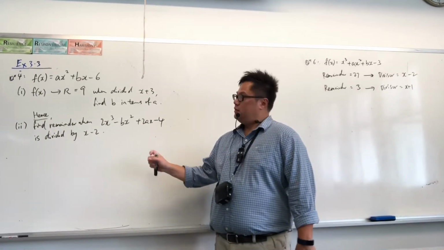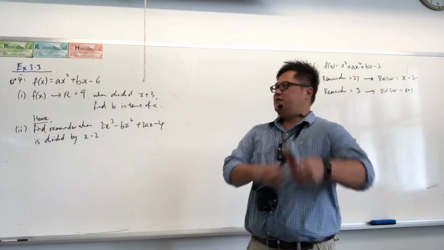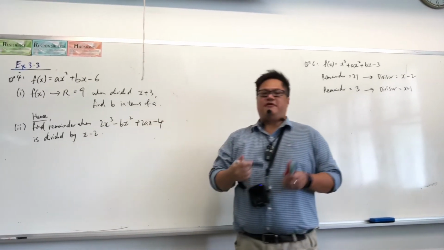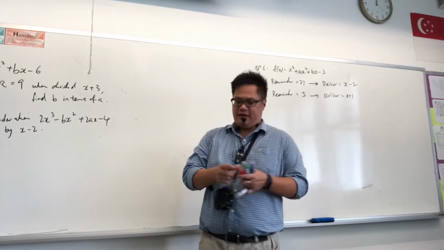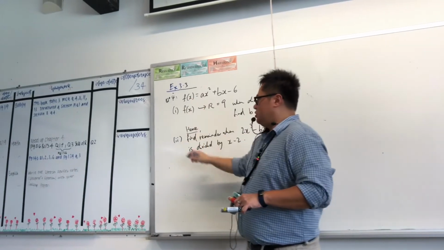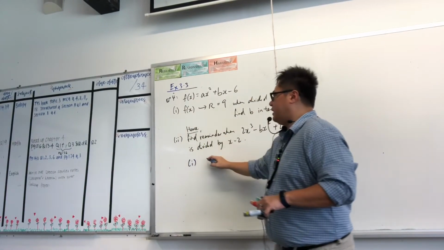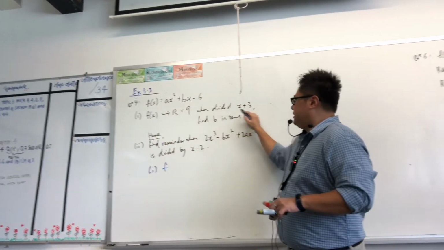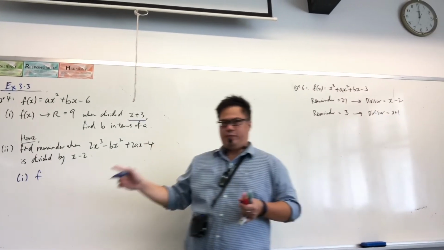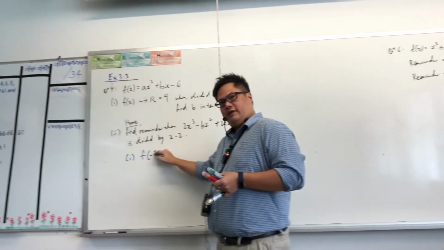Okay, question 4. You're given f(x), and you're given that the remainder is 9 when divided by x plus 3. Can you find b in terms of a? So what I need to do is, you're already given f(x). For part 1, the question says divided by x plus 3. So what do I put inside here? Negative 3. Is that okay?